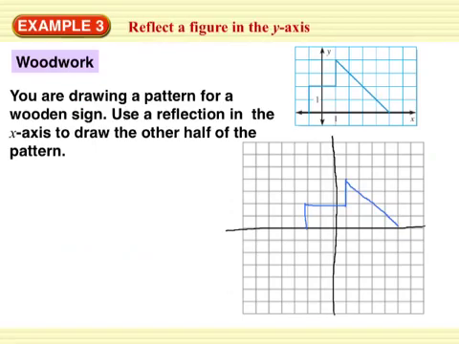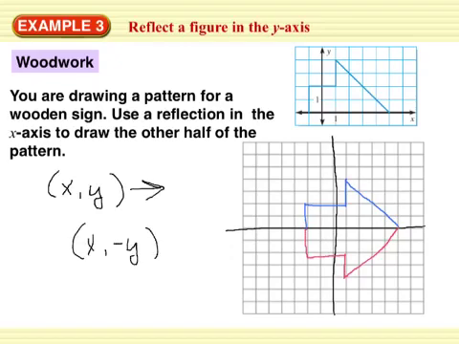Example 3. You are drawing a pattern for a wooden sign. Use a reflection in the x-axis to draw the other half of the pattern. Pretty simple. Go down 2, over, down 2 more, and then meet right there. And if we were just to discuss, our (x, y) would go to (x, -y).